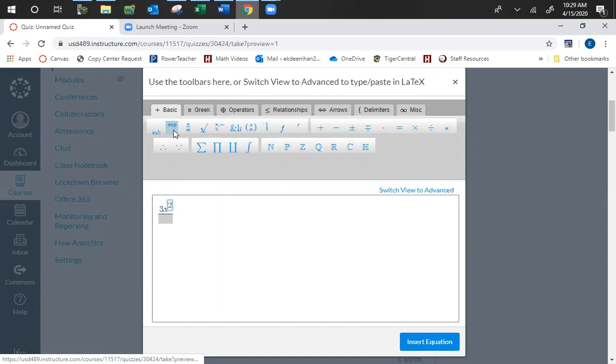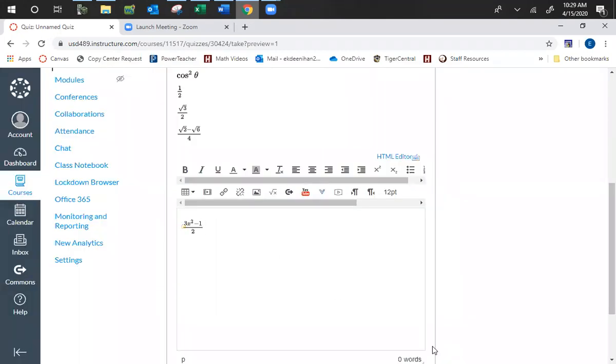Then we can do squared. To get out of that exponent, you just hit your right arrow to get down, and then it was -1, and we're done with the numerator. On the denominator, I just hit the down arrow on my keyboard, and then I can click the number 2, and that's it, we're done. It inserts that just like we saw.